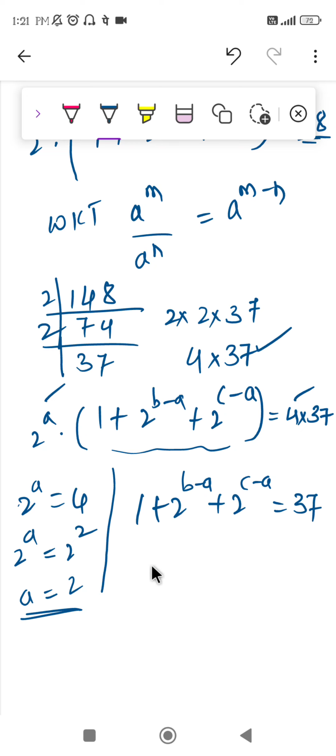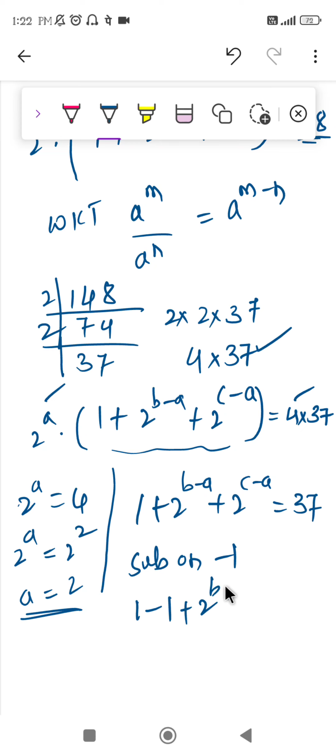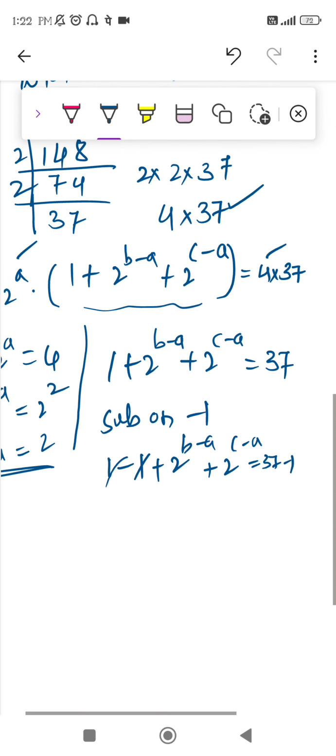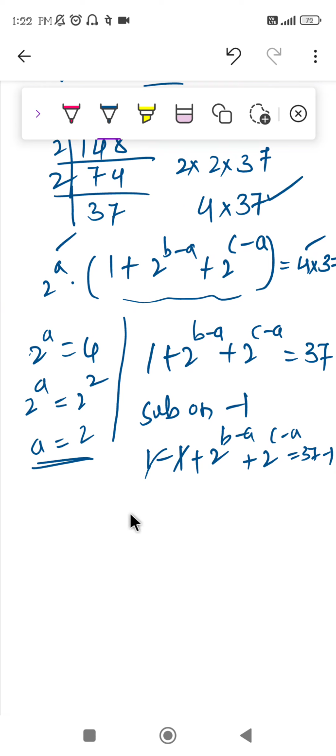And again we simplify this one. So here we subtract 1 on both sides, so then we can write 1 minus 1 plus 2 to the power of b minus a plus 2 to the power of c minus a is equal to 37 minus 1. Then 1 minus 1 will get cancelled, and we'll have 2 to the power of b minus a plus 2 to the power of c minus a is equal to 37 minus 1, which is 36, right?